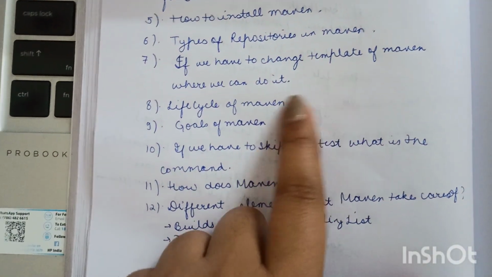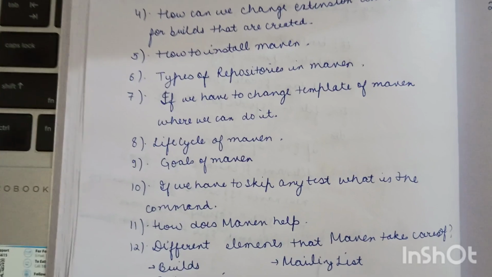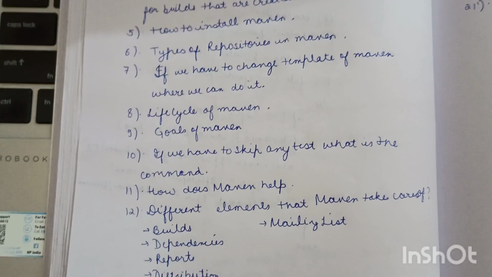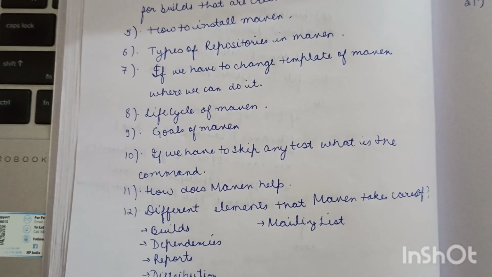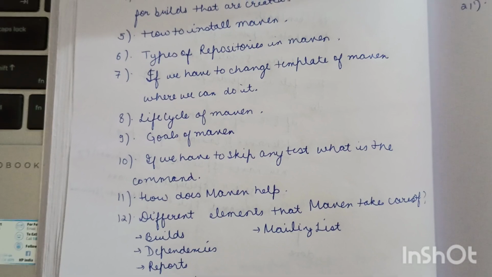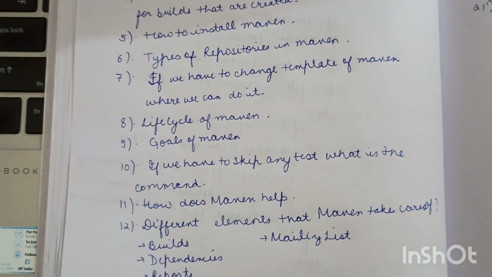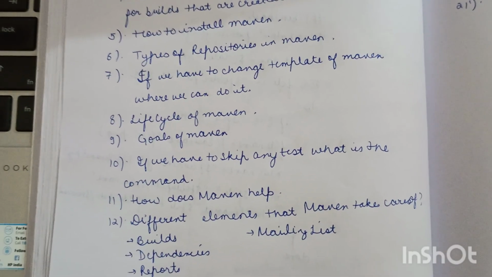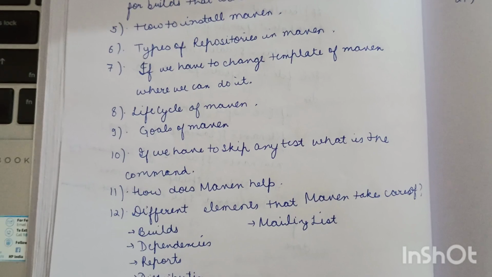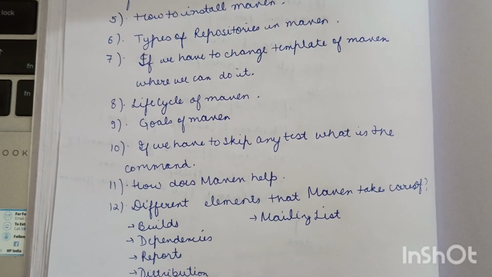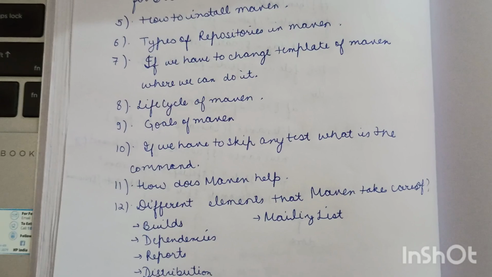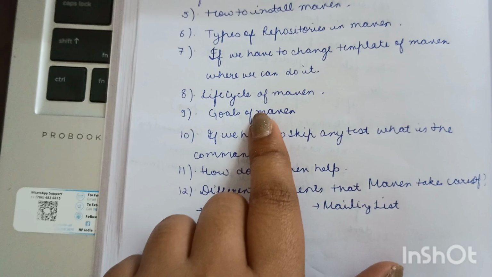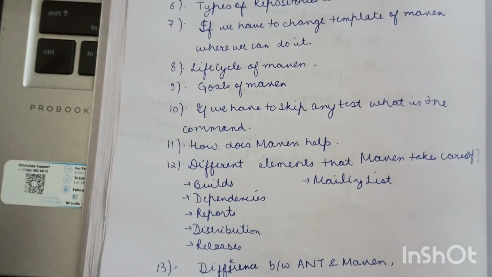Then, if we have to change the template of Maven, where can we do it? Template means the project structure, like there will be a source folder and then pom.xml. In Maven we don't have to give the project structure. The project structure is there, we just have to give the code and configuration. So generally Maven follows convention over configuration, but if we have to change it, we can do it in the super pom file.